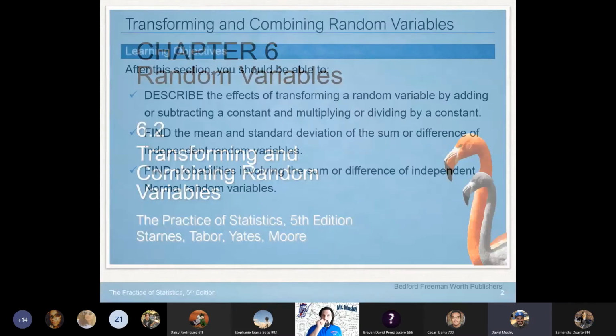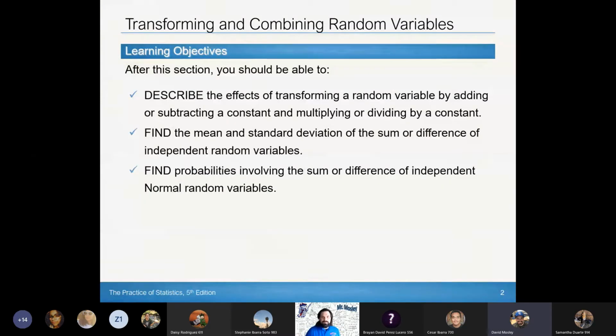All right. So in this section, we're going to learn how to describe the effects of transforming random variables by adding or subtracting a constant and multiplying or dividing by a constant. We're going to find the mean and standard deviation of the sum or difference of independent random variables, and we'll find probabilities involving the sum or difference of independent normal random variables. All right, we'll see some examples of all of these things today, and then there are all of our additional resources within the Chapter 6 module, including videos, other worked examples, and notes. So don't forget about those resources.